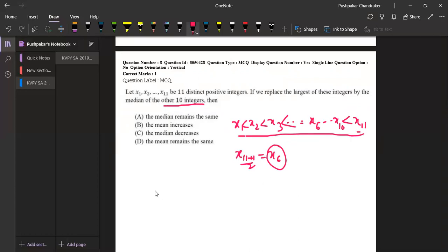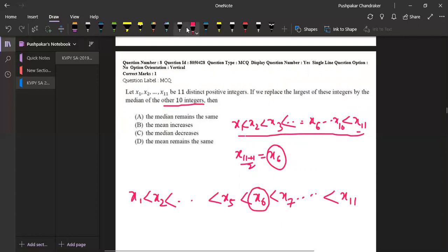So I'll write here properly. x1 less than x2 less than, and so on, in between, less than x6, less than x7, and so on to x11. So this fellow x6 is the median currently, the median of these 11 numbers.